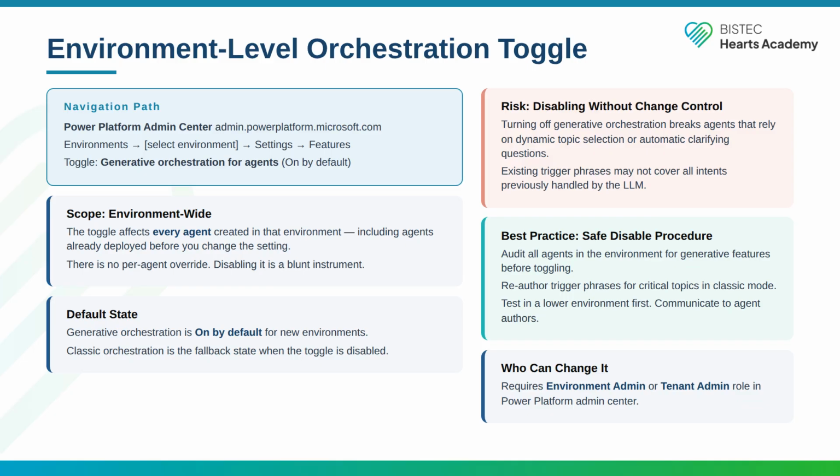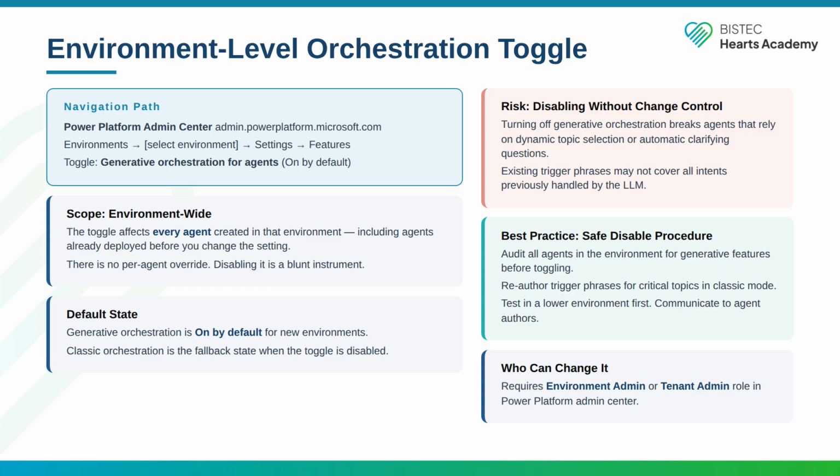Safe disable procedure. Audit every agent in the environment for generative features, identifying topics with no trigger phrases that rely entirely on description-based routing. Reauthor trigger phrases for all critical topics in classic mode before touching the toggle. Test in a lower environment first. Communicate to all agent authors before you flip the switch. This is a change management operation, not a configuration change.